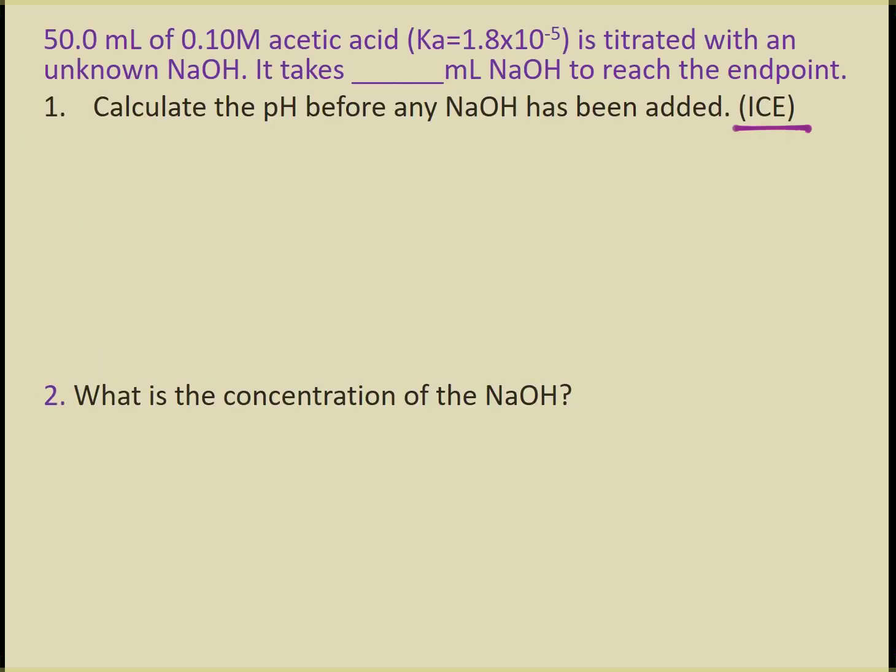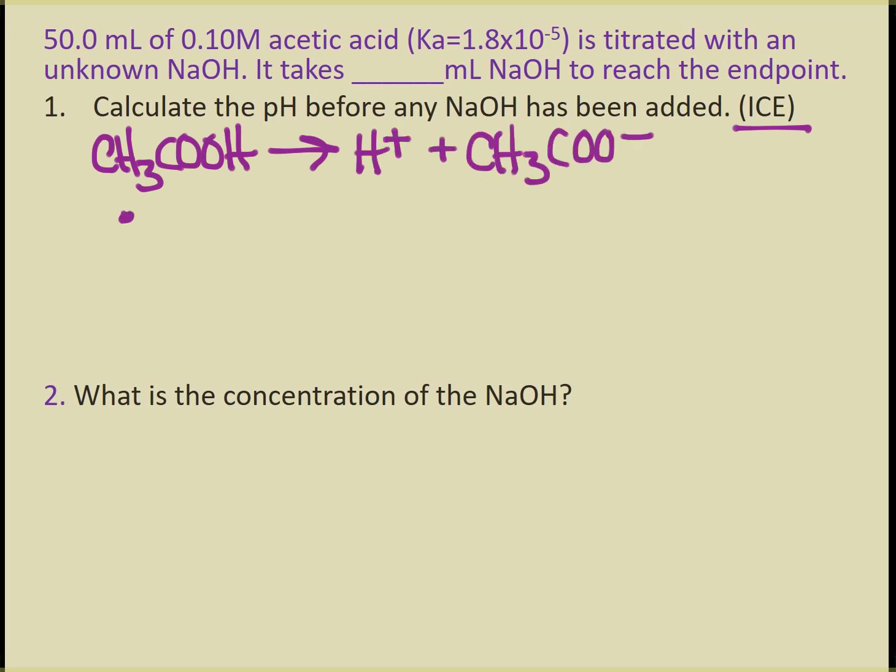Okay, I can do an ICE chart. So I have acetic acid and it is going to dissociate into hydrogen ion and then the leftover. And I can start off with 0.1 of this and 0 of each of these.